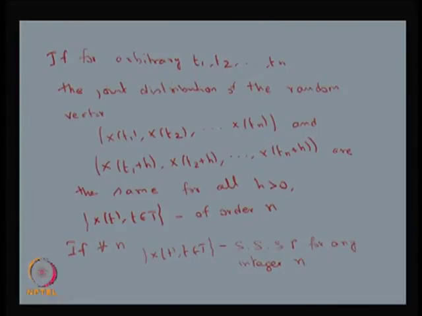So, we cross-check the joint distribution of n random variables. If it is satisfied only up to some maximum integer, then it is a strict sense stationary process of order that n. If it is satisfied for all n, for any integer n, then it is called just a strict sense stationary process.